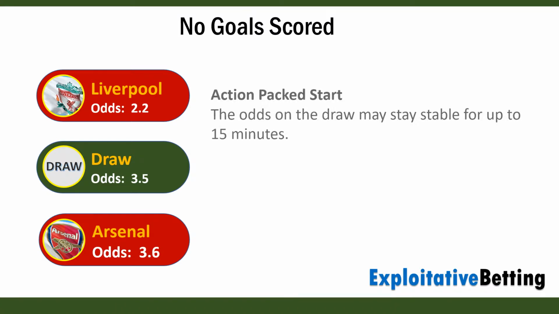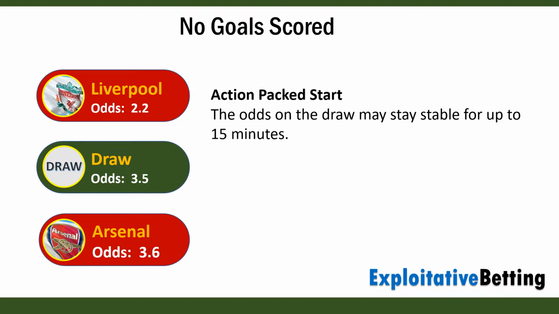So, an action-packed start. If the beginning of the game has a load of goal-scoring opportunities and there's lots of end-to-end action, the odds on the draw will remain stable for up to 15 minutes. Once the odds on the draw start to reduce, they'll continue downwards until one team scores a goal.